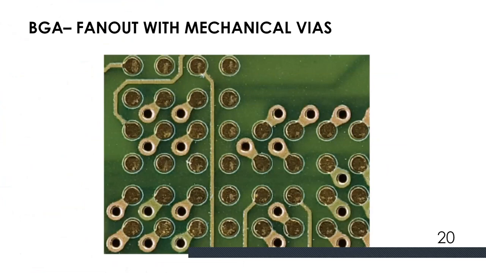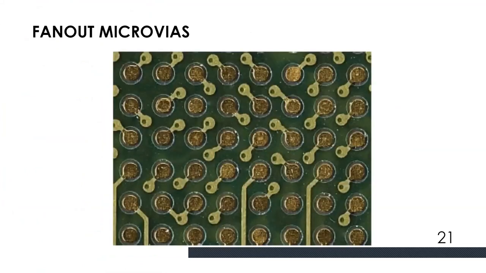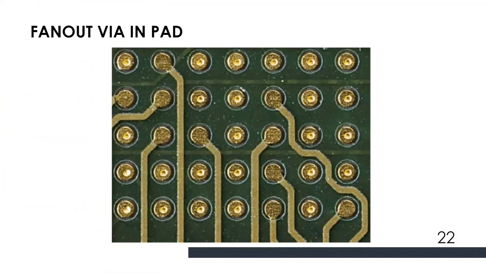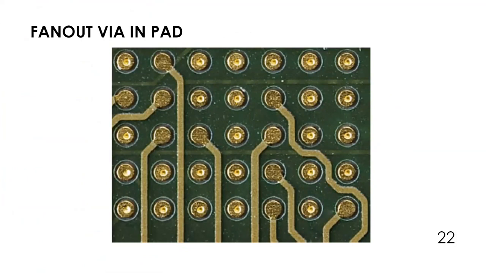And what all technologies can these fanouts use? Mechanical vias, right? We can use them to connect those things. We can use this dog bone shaped mechanical via. Then he can use micro vias to fan out like this. So you get a lot of space there, right? Even though the density of the pad is more compared to the mechanical, you are still getting more spacing. Then you can use via in pad technology. So using all these three technologies, micro vias, via in pad, then mechanical vias wherever required, we can route those traces.